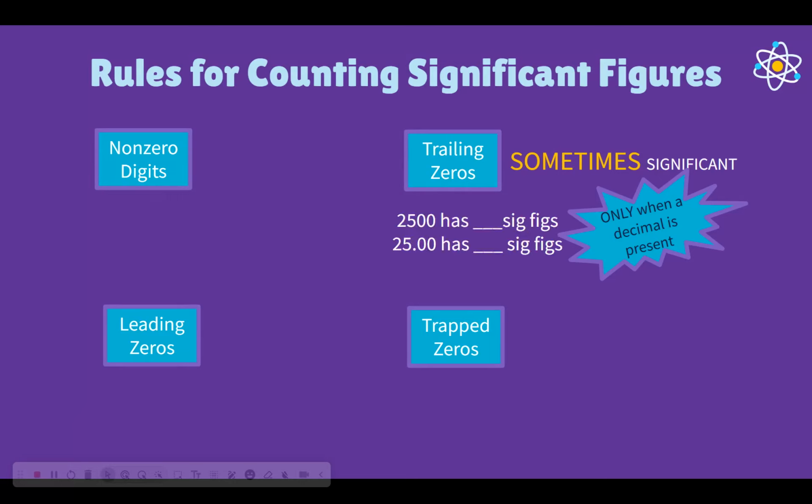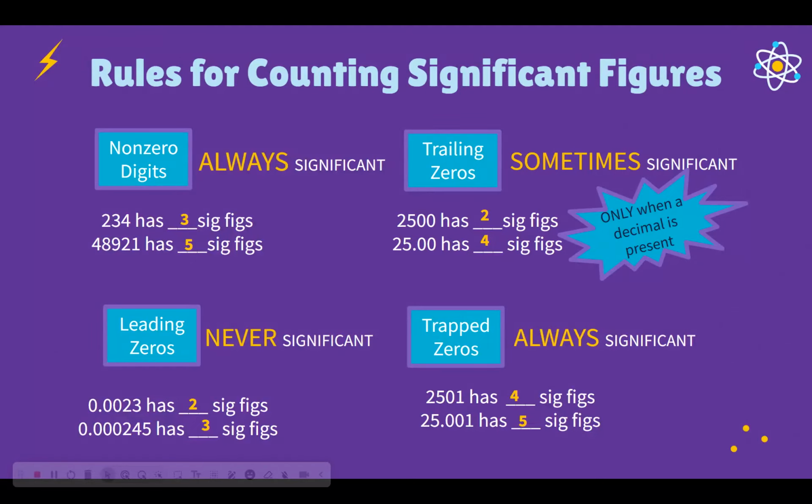So let's look at a couple of examples. 2,500. Those are trailing zeros. There is no decimal in that number, so that number has 2 sig figs. 25.00. Again, there are 2 trailing zeros, but in this case, there's a decimal in the number, so those zeros count. So we would say that there are 4 significant figures.